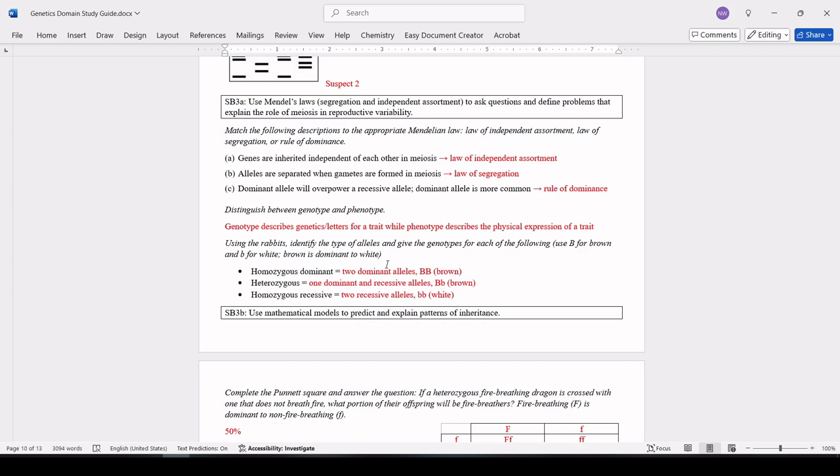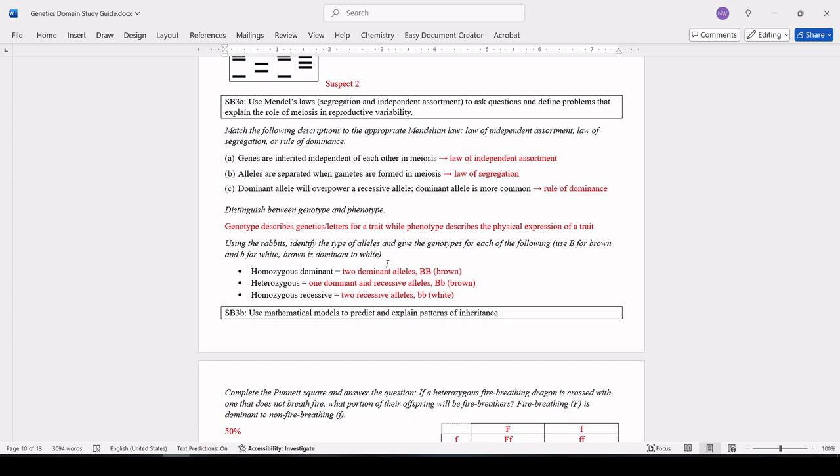What this means is your genes for your height and the genes for your hair color do not influence each other. So you can be really tall and have brown hair, or you can be really short and have blonde hair. That means they're not influencing each other. They're not inherited together, so if you're tall, you're not necessarily going to have brown hair.